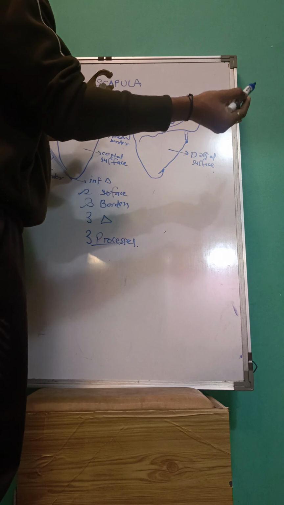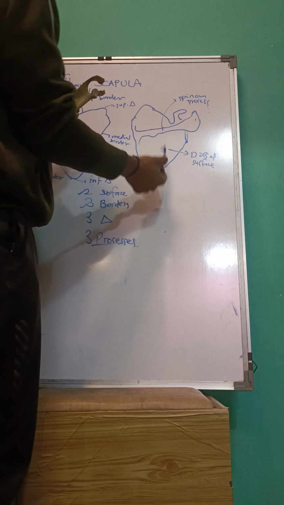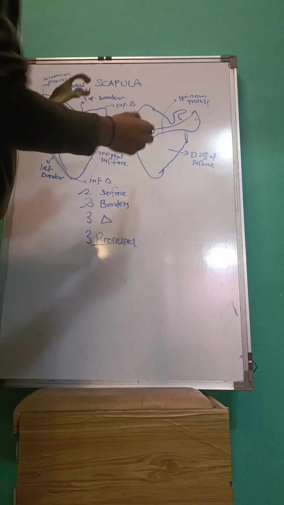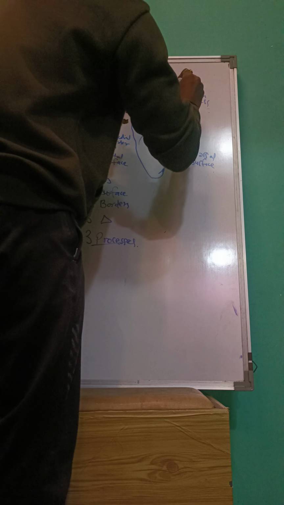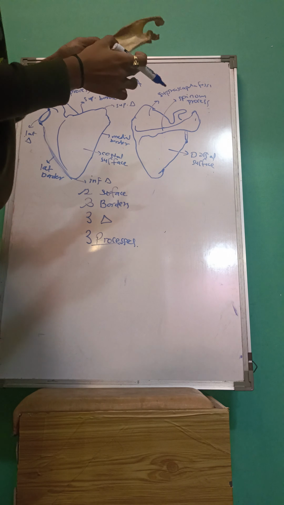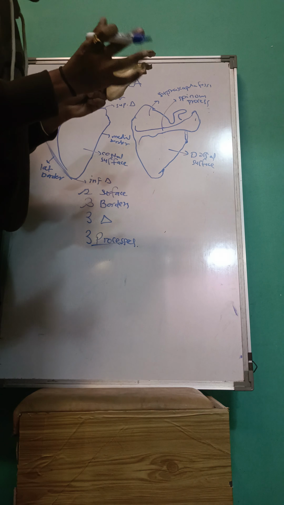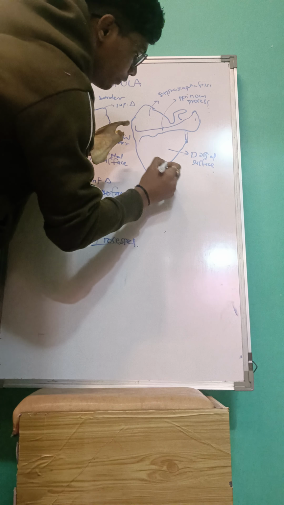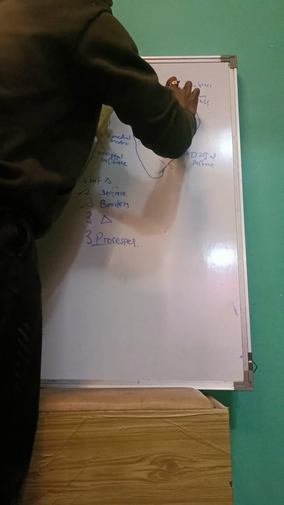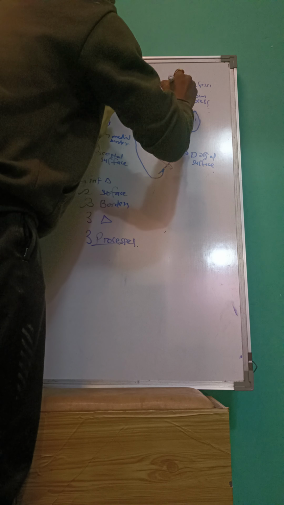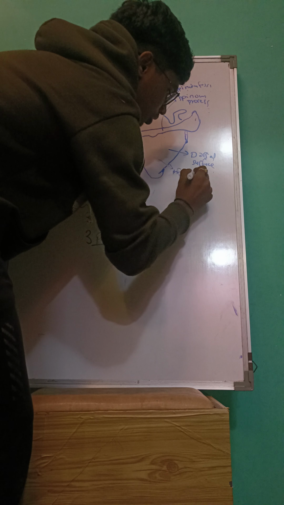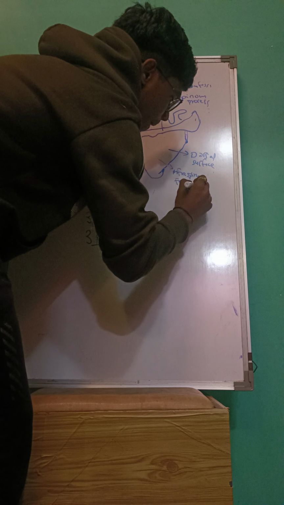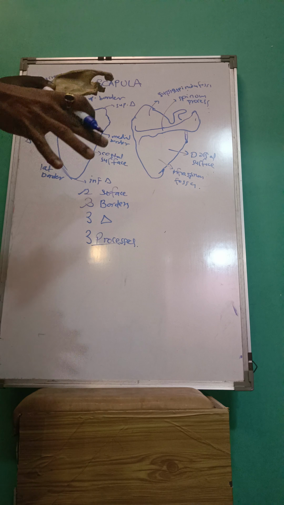It divides the dorsal surface into two fossae. The superior fossa, which is smaller, is called the supraspinous fossa, sorry, my mistake, supraspinous. And this inferior, larger fossa is called the infraspinous fossa. Okay, and these are the features.